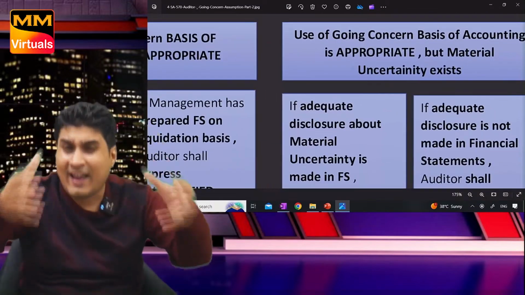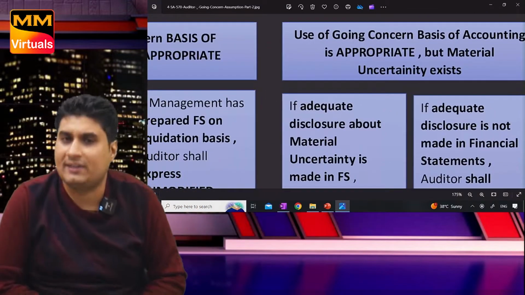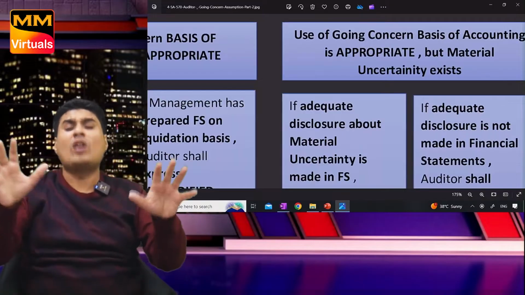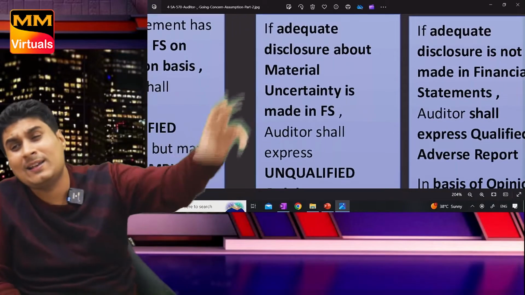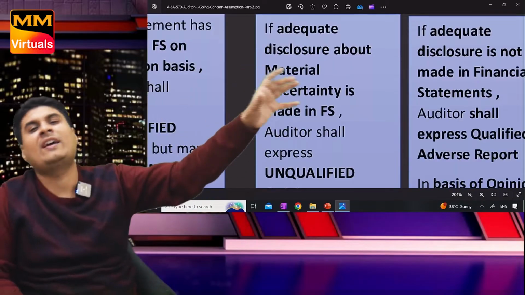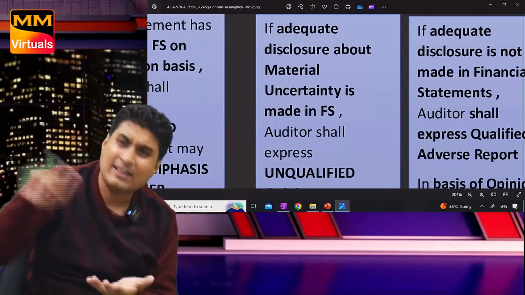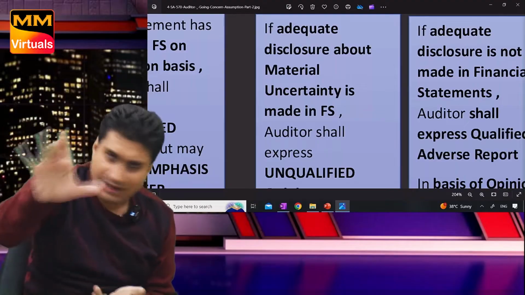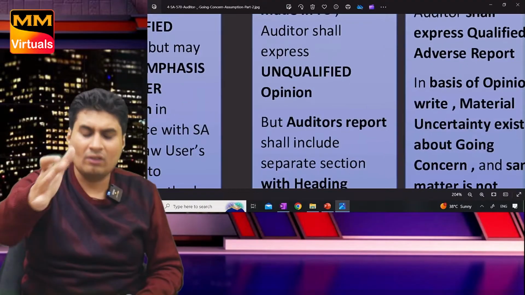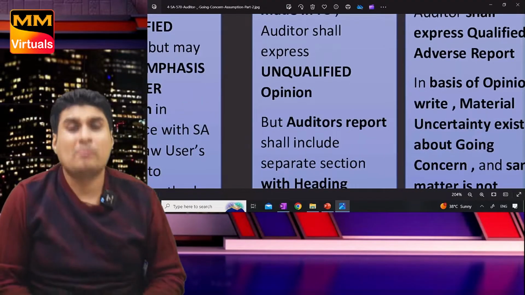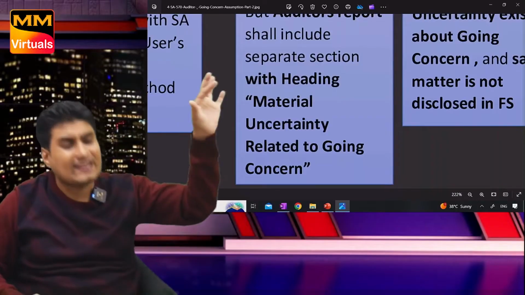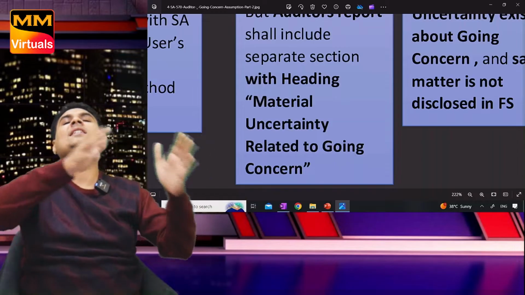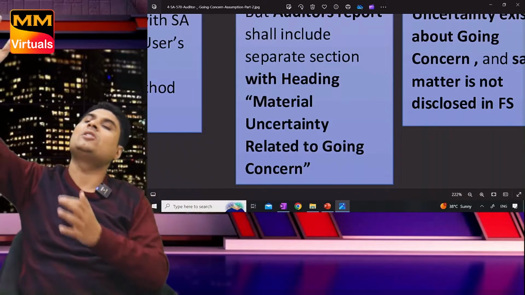Going concern is valid, but there is material uncertainty. If adequate disclosure about material uncertainty is made in the financial statements, they will write in the financial statements that material uncertainty is there. We will give an unqualified opinion, but in the auditor's report, what will we write? A separate heading under going concern: material uncertainty is there relating to going concern.